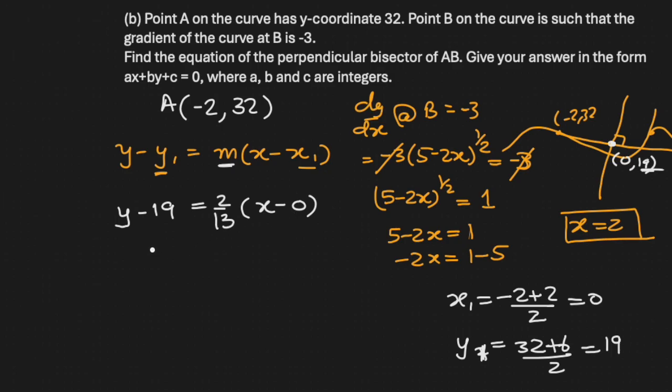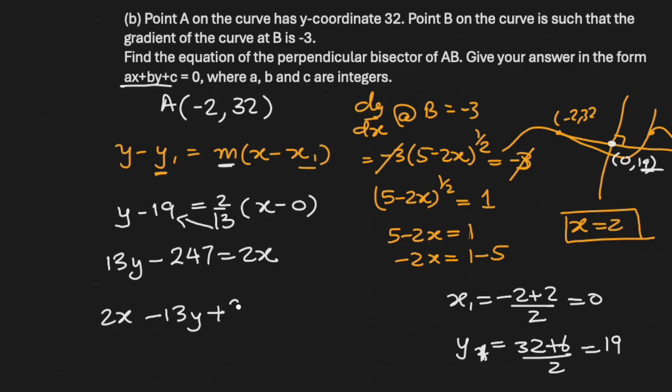Okay, so it becomes easy. 13 multiplies with both sides, so 13y minus 247 equals 2x. And the format they want is ax plus by plus c equals 0, so 2x will remain here. Let's write 2x. 13y will come to the right, minus 13y plus 247, they change the sign, equals 0. I brought these to the right and then wrote it this way. This is the equation of the perpendicular bisector.